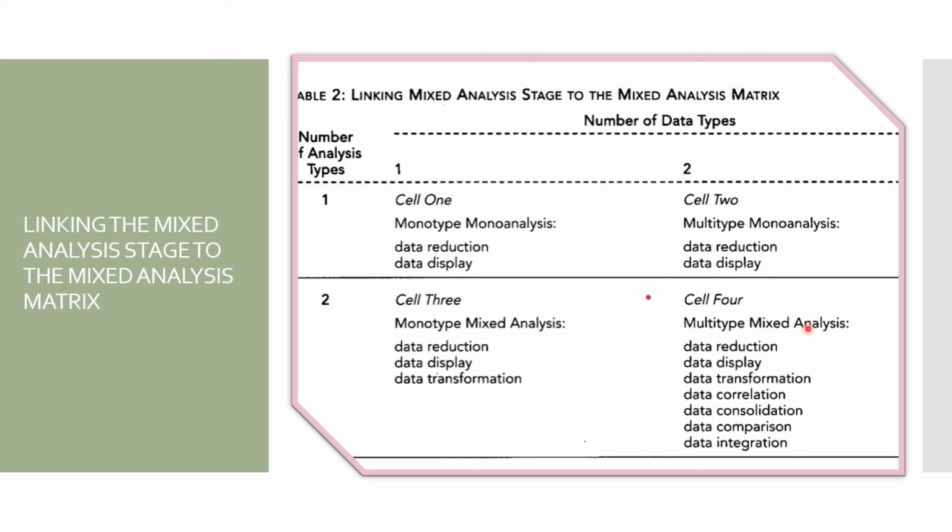Cell 4 is what we also want to pay attention to. It's your multi-type mixed analysis, and this involves all 7 steps. So cell 4 yields the most rigorous and in-depth analysis, and this is what we want to accomplish. This is the cell we want to pay attention to because it's both between paradigm and within paradigm analysis.